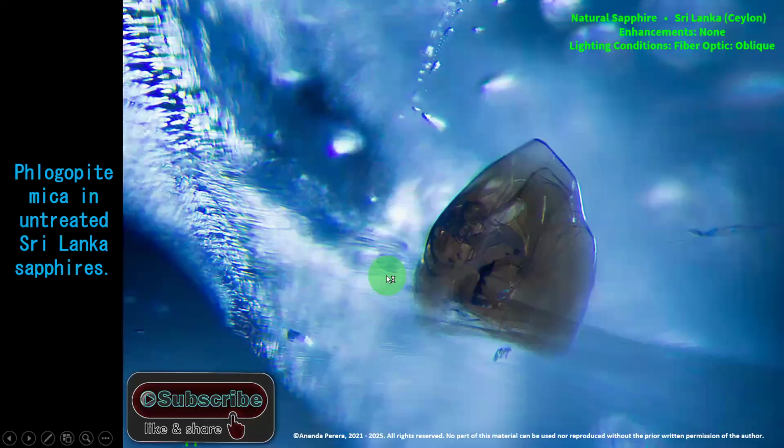We are moving to the next. Another Phlogopite mica. No damage. See the negative crystals and fingerprint here. And what is the lighting condition? Fiber optic oblique. Fiber optic oblique is the lighting condition. So this inclusion tells us it is a natural stone, no enhancement done.